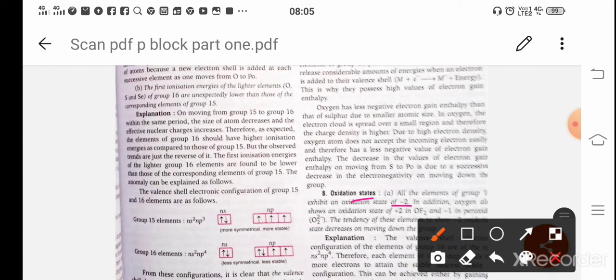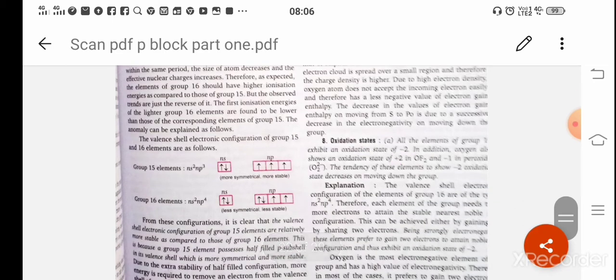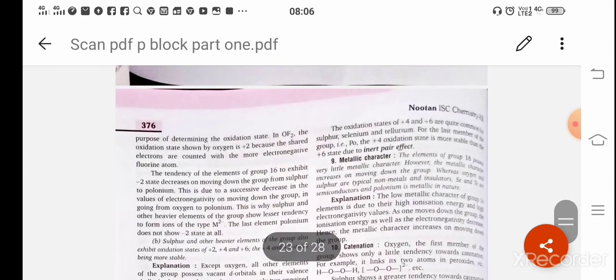Positive oxidation states from +2 to +6 are exhibited by all, but oxygen exhibits +2 and +1 only in two molecules, that is OF2 and O2F2. These are the only two molecules in which oxygen exhibits a positive oxidation state. Otherwise, oxygen does not exist in a positive oxidation state. This is because of its small size and higher electronegativity.